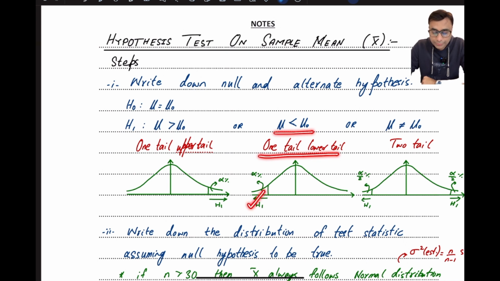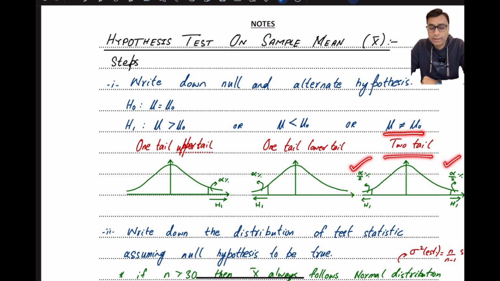If I am looking for a change in mean, I'm not very sure whether it has increased or decreased, and I want to test the alternate hypothesis of a change in the mean value, then that means it's going to be a two-tail test. And my significance level is going to be equally divided at the two tails. So alpha by 2% at the lower tail and alpha by 2% at the upper tail.